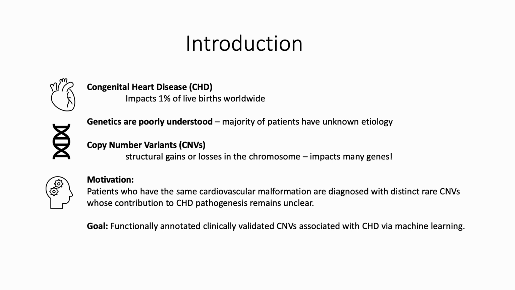The motivation behind the study is that often congenital heart disease patients who have the same malformation are diagnosed with different copy number variants, and how congenital heart disease forms from this variant is unclear. Therefore, the goal of this study is to functionally annotate copy number variants linked to congenital heart disease by using machine learning.